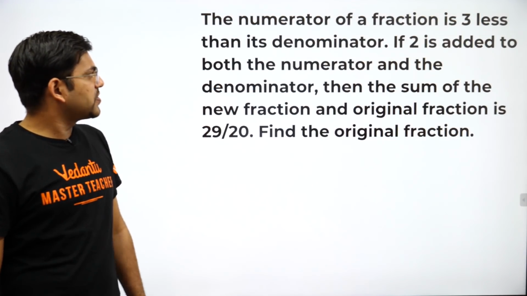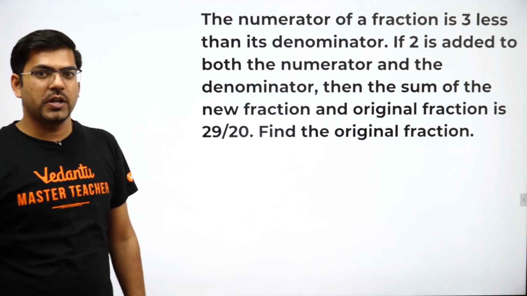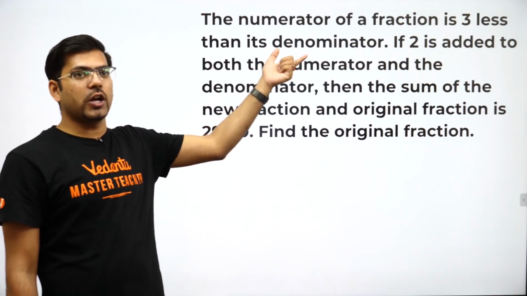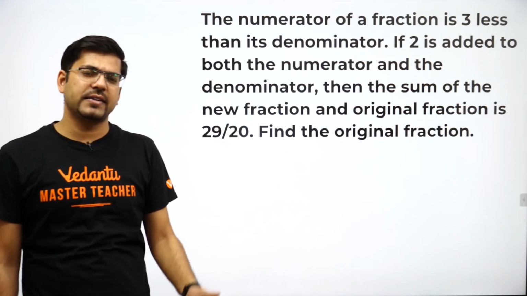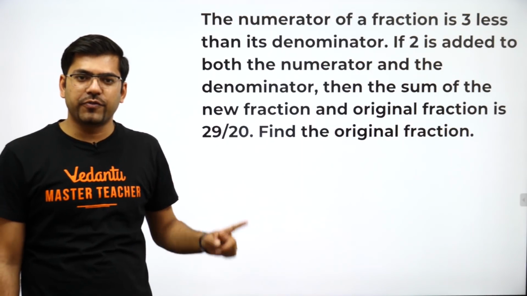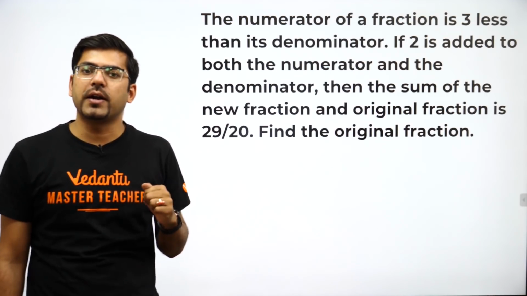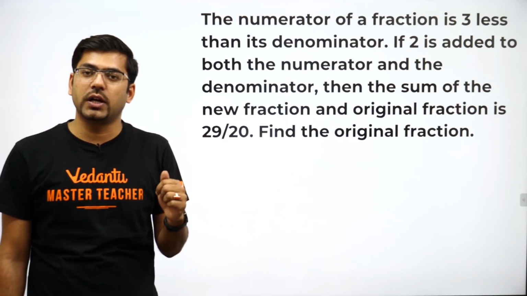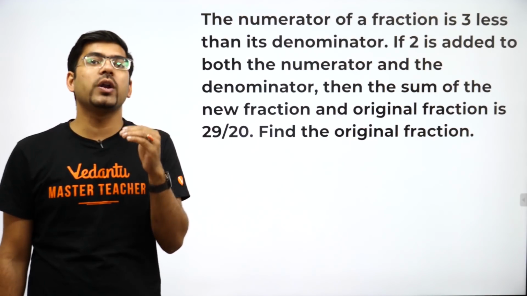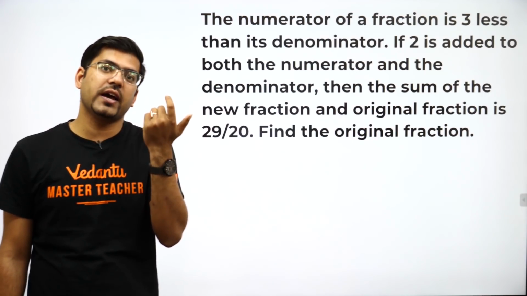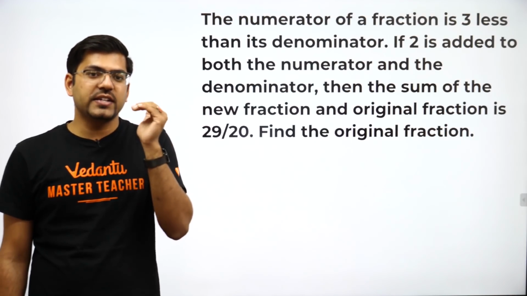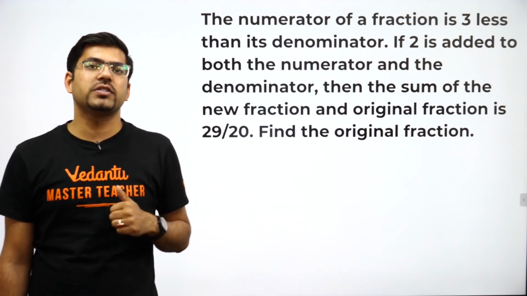The numerator of a fraction is 3 less than its denominator. So its numerator is dependent on the denominator, so I assume the denominator as x. If 2 is added to both the numerator and denominator, then the sum of the new fraction and the original fraction is 29 by 20. So find the original fraction.